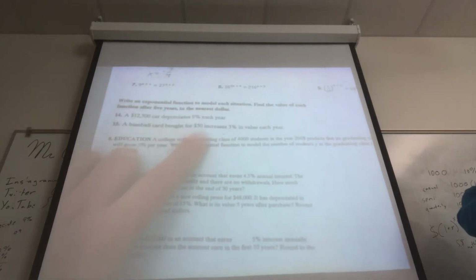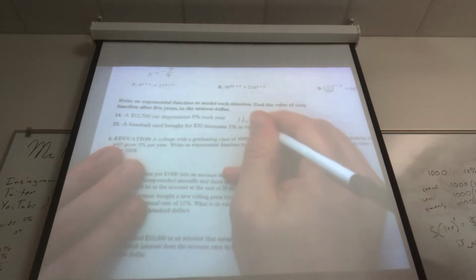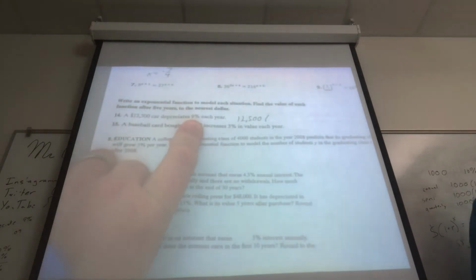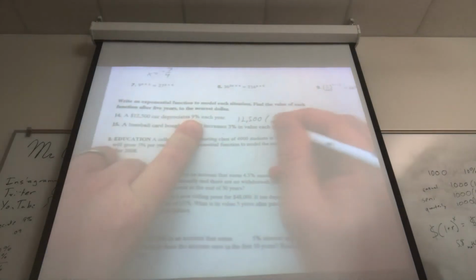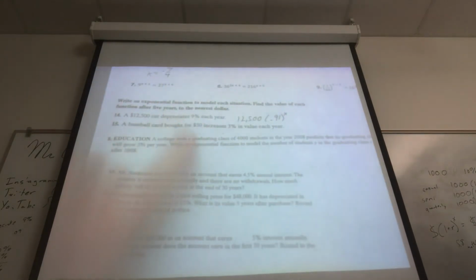Write a function to model the situation. A $12,500 car depreciates 9% each year. That's $12,500, your starting value. We're depreciating, we're losing 9%. We multiply by what we keep, which would be 91% to the x number of years.